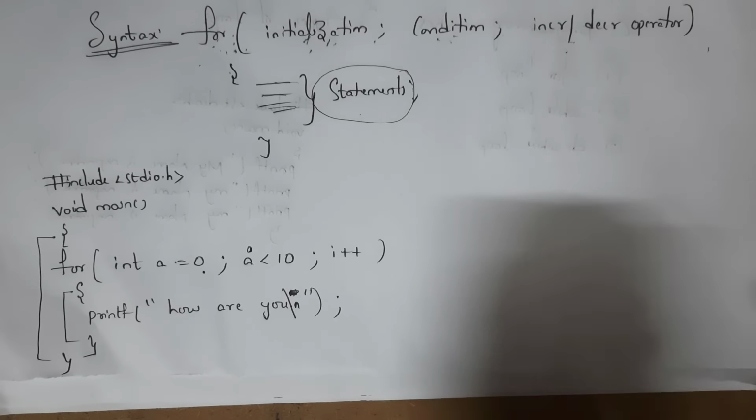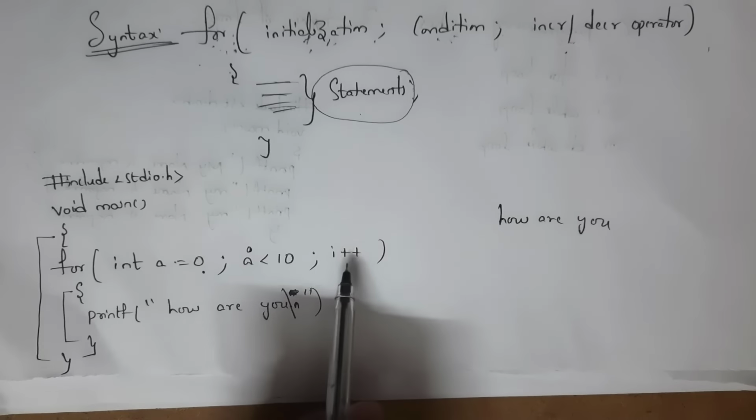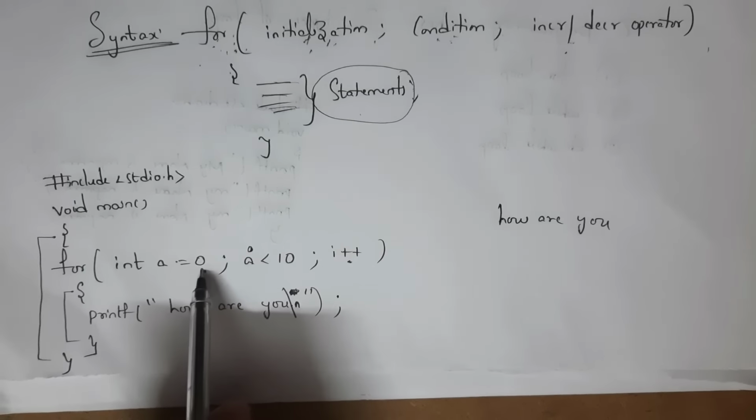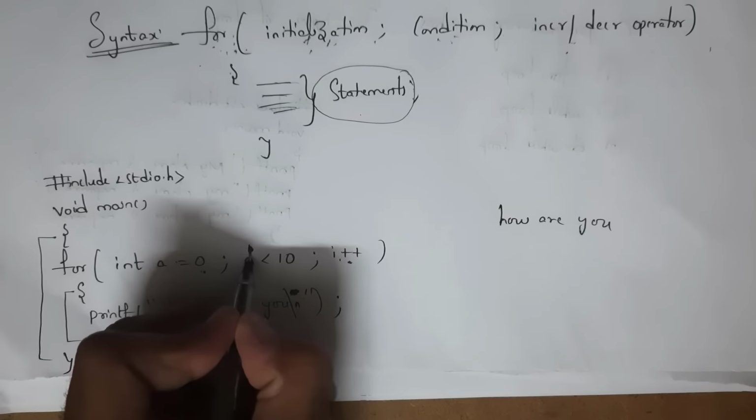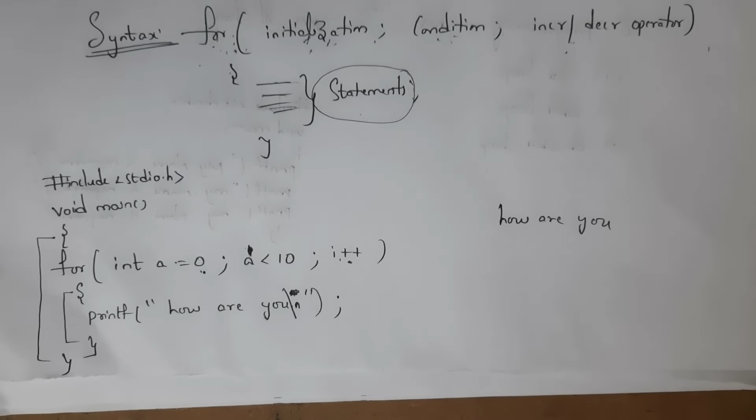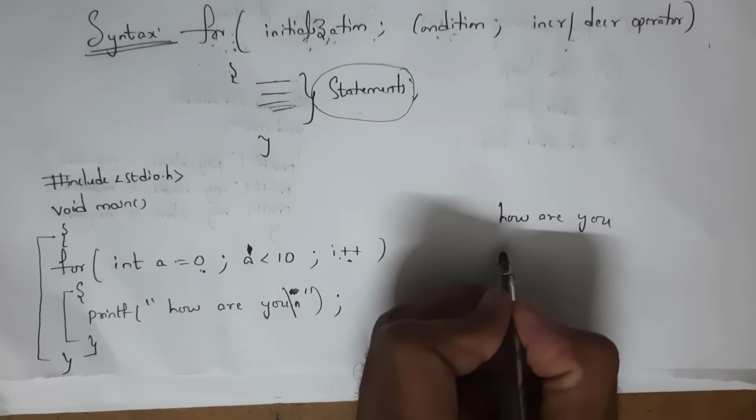So I will get output as how are you. After that, here I am using the increment operator. So it will increment the value of 0. i++ is nothing but i plus 1. 0 plus 1, that is 1. So it will increment the value to 1. 1 is less than 10. Condition is satisfied. So again I will get output as how are you.